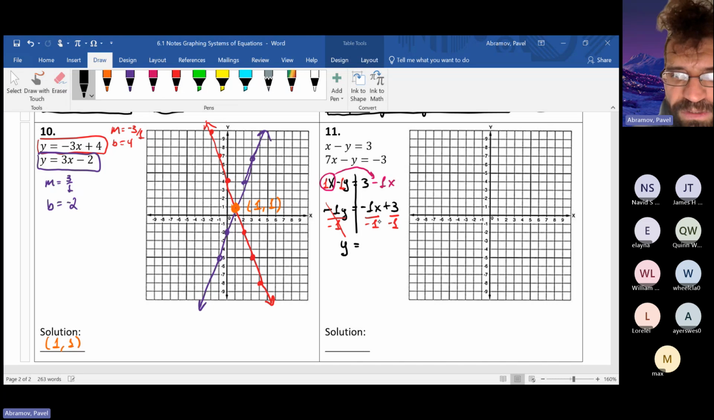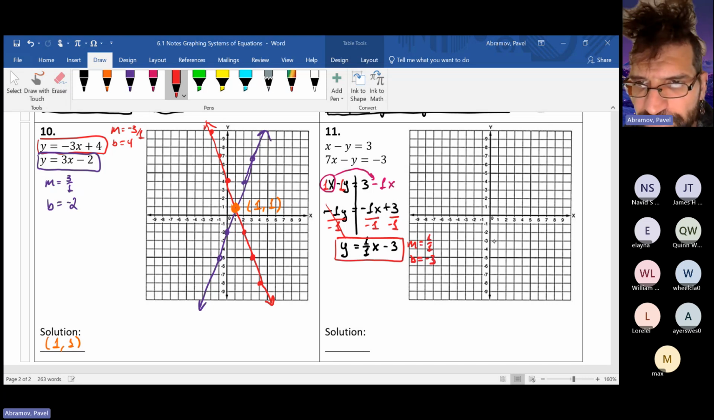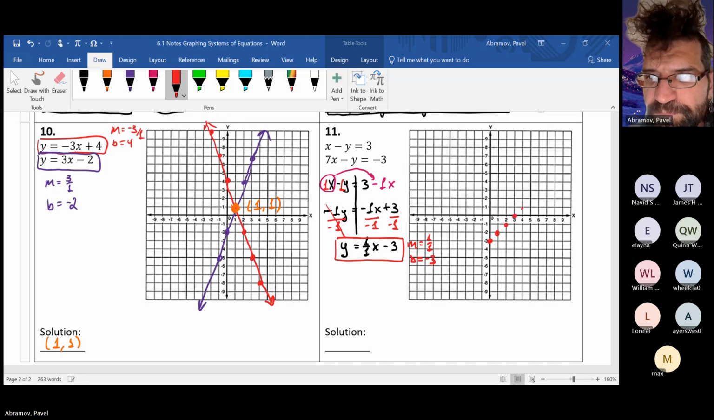So we have y equals, negative divided by negative is positive, so we have +1/1x. 3 divided by -1 is -3. So this is going to be our red line, and we already can see the slope is 1/1 and the y-intercept is -3. So we can graph this line. Start at -3, go up 1, and so on.